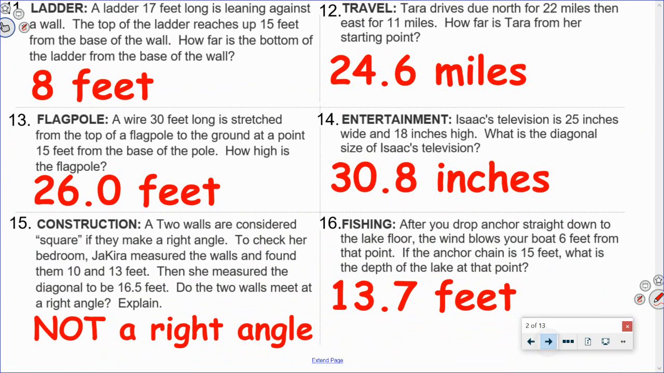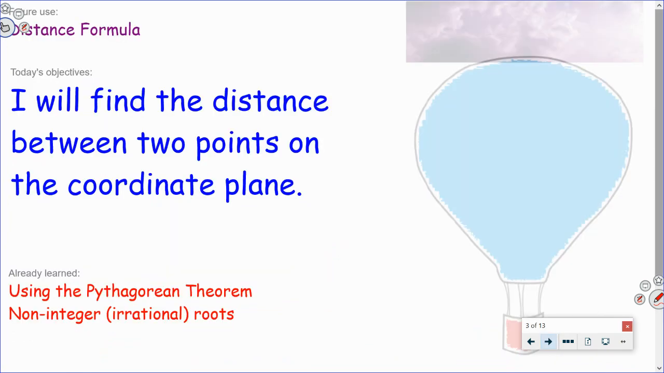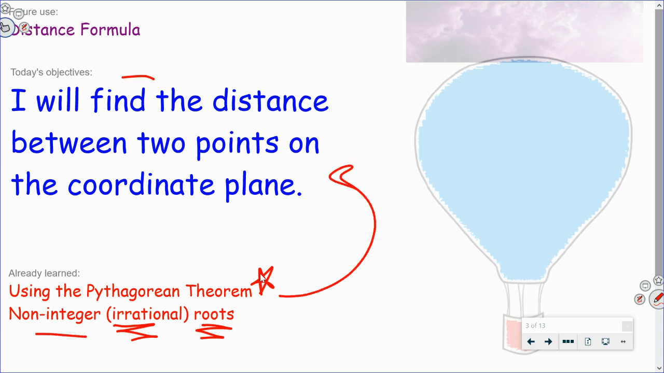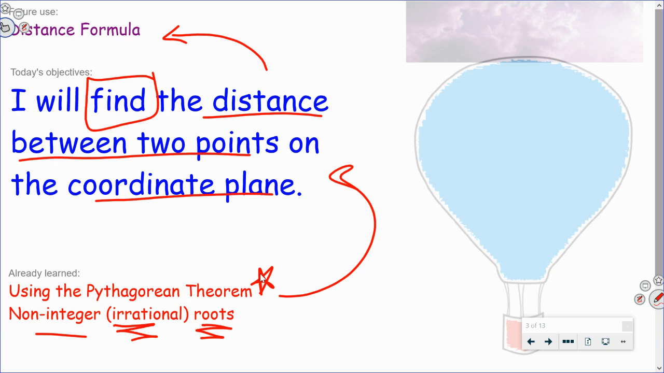Rewind if you need. For today, we're going to continue with our skills using the Pythagorean theorem, also understanding that roots might be irrational roots. They might not make a perfect integer. We're going to use those skills to find the distance between 2 points on a coordinate plane. And I'm going to show you a little Algebra 1 as well to get you ready.